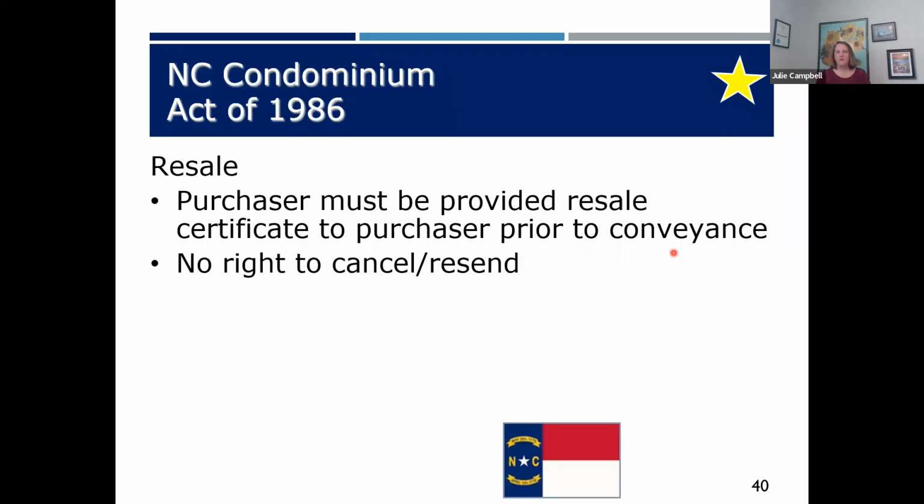Condo owners, they own airspace. They don't own land. They don't own the air above. They don't own the exterior of the building. They own what's inside only.